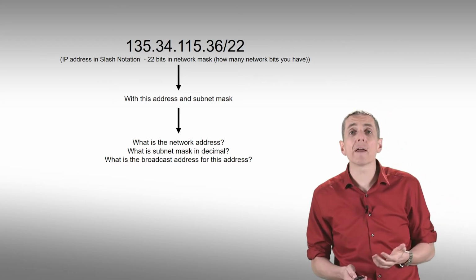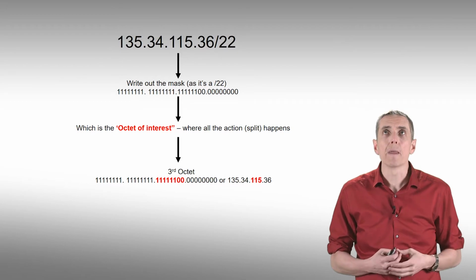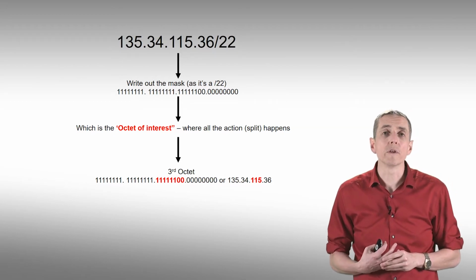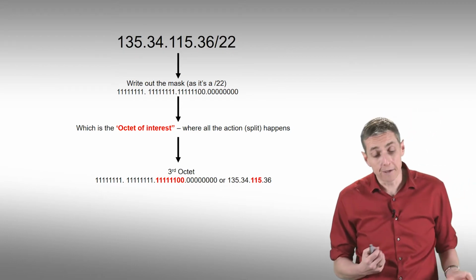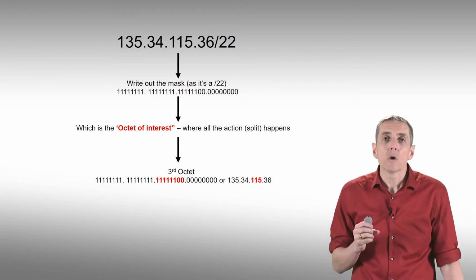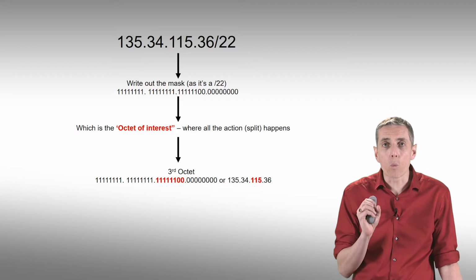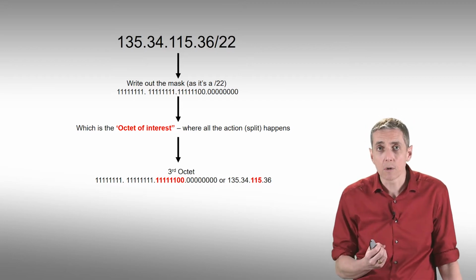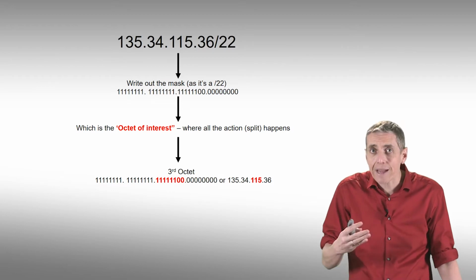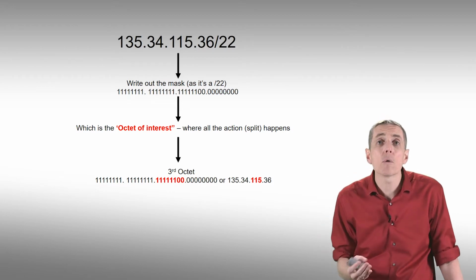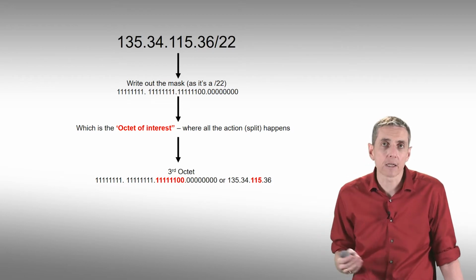And to help understand that, I found this term a few years ago on one of the YouTube videos, the octet of interest. I think it's actually pretty interesting, pardon the pun, that we're going to focus on one particular octet. Now we know we've got 4 octets, so we're going to focus on one of them, and that's where all the action happens. And how do we know which octet it is? Well, that's what the slash tells us.